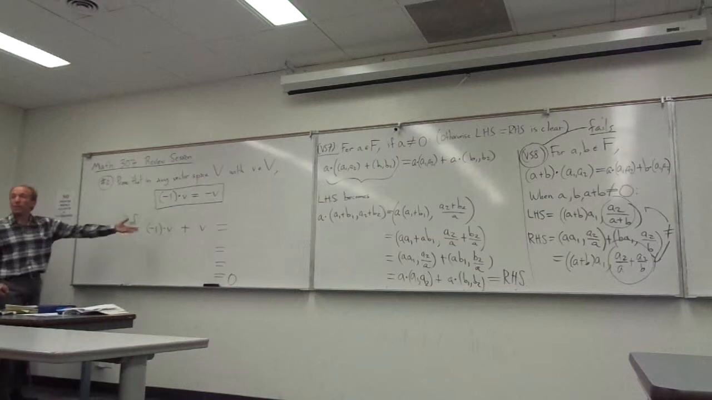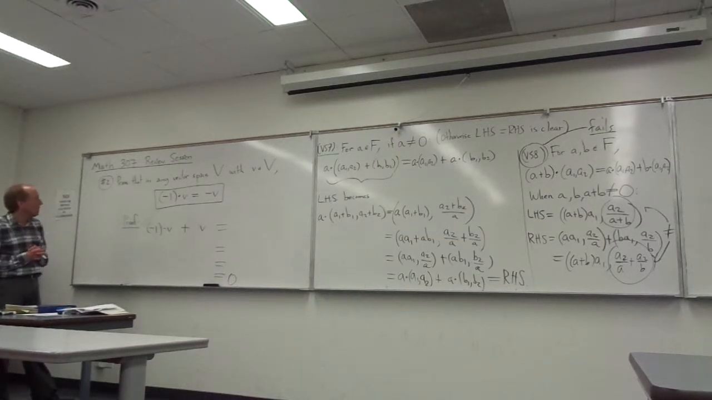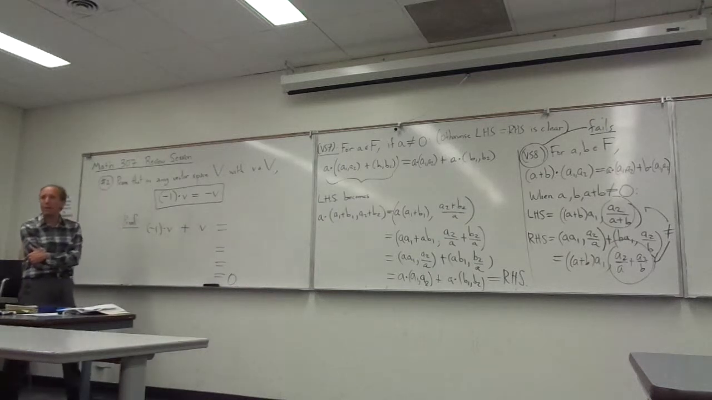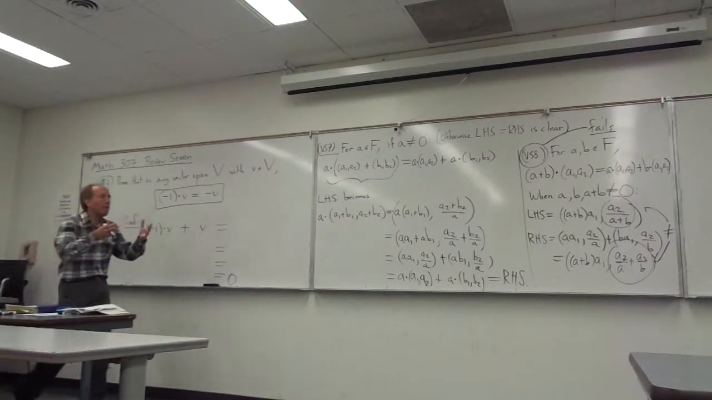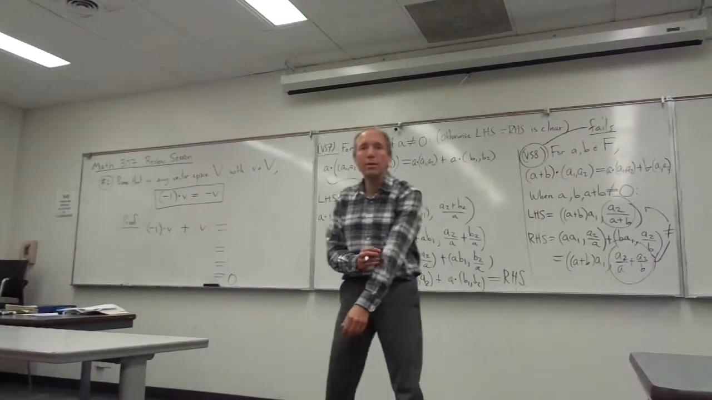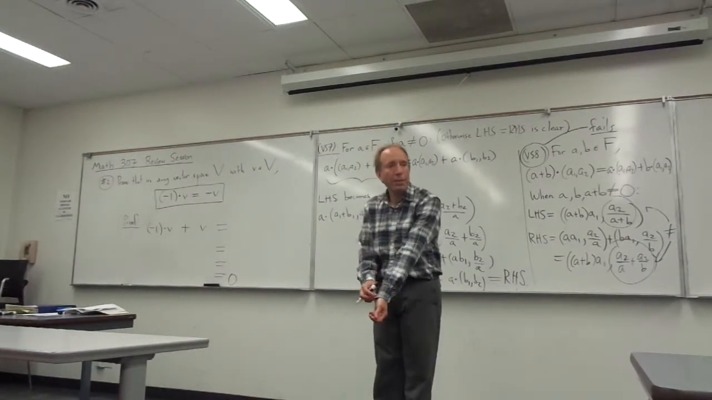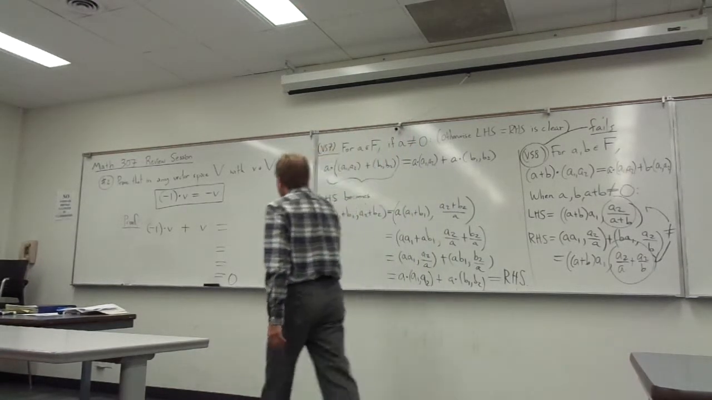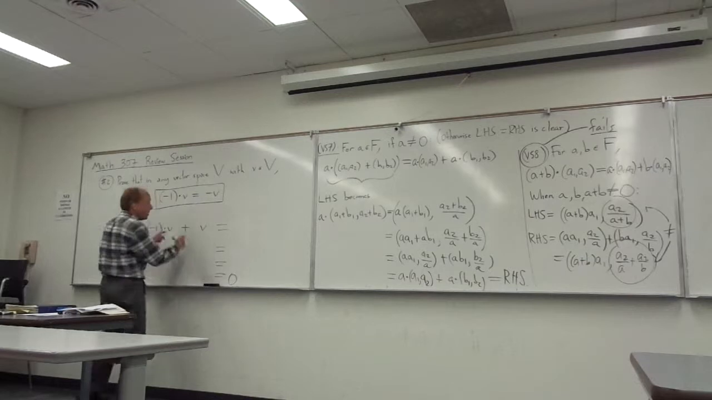So let's see if we can fill in the steps. Let's see if we can do this. Does anybody have a suggestion, maybe what I can do for the first step here? Remember, you have basically up to 8 vector space axioms. Pardon me? Pull out a v. So factor it out.